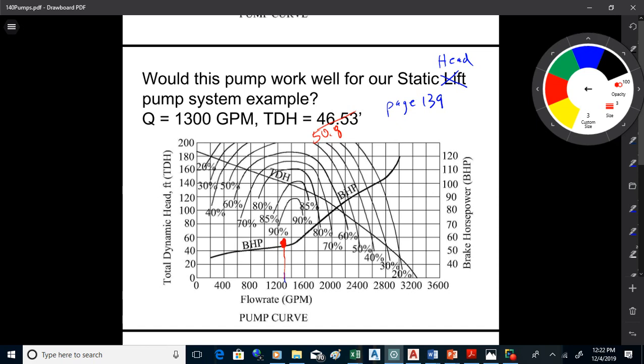This is like giving your 16-year-old a Harley for their birthday. It's way oversized. You don't want to start with this. This pump just isn't made to do this. And so what's going to happen when that pump starts to pump and it hits 1,300 gallons per minute, and when it does that, it encounters 50.7, 50.8 feet of resistance? What's it going to do?